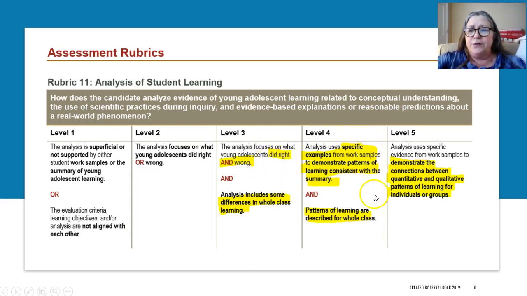And once you have looked at your work and you've analyzed it, you could find 3 patterns of learning and take those 3 patterns and find a work sample that demonstrates each pattern. And then you can use a specific example from that work sample to demonstrate that pattern. And so that would get you a level 4. When you start making those connections about how your specific example really explains or describes the problem that you're seeing quantitatively, then you've got qualitative and quantitative patterns of learning, and you've made big connections, and that will bring you up to a level 5.